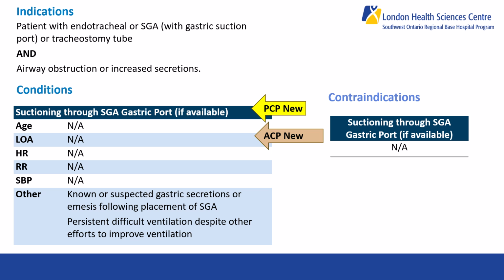Note the indications being the utilization of an SGA with a gastric suction port, where we have known or suspected gastric secretions or emesis following the placement of that SGA, or there is persistent difficult ventilation despite other efforts to improve ventilations. This is the same messaging as from your 2024 MCME.